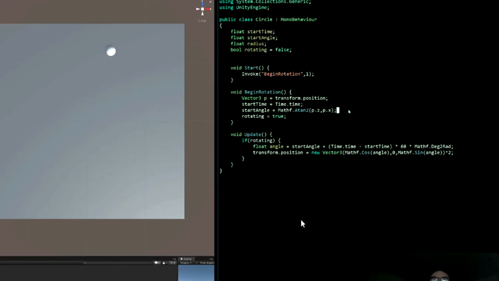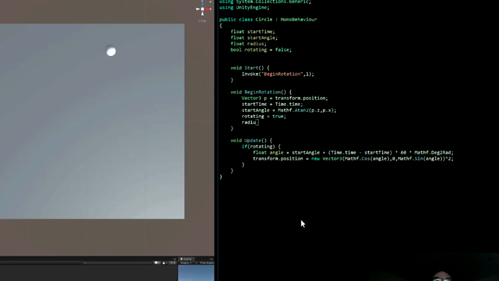Distance. Radius, I'll call it actually. Radius is probably better. That's the radius. The radius is going to be set equal to transform dot position dot magnitude, right? And then instead of multiplying by this 2, I multiply it by my radius.